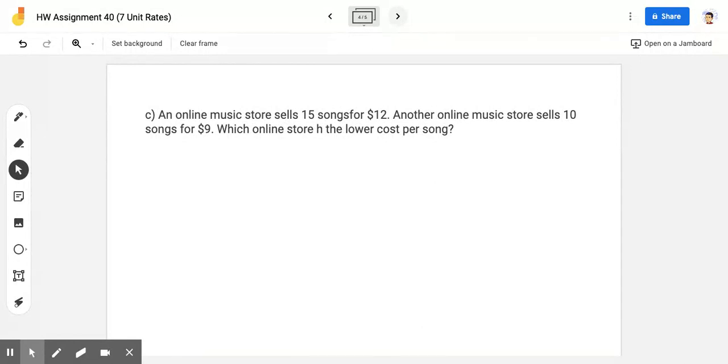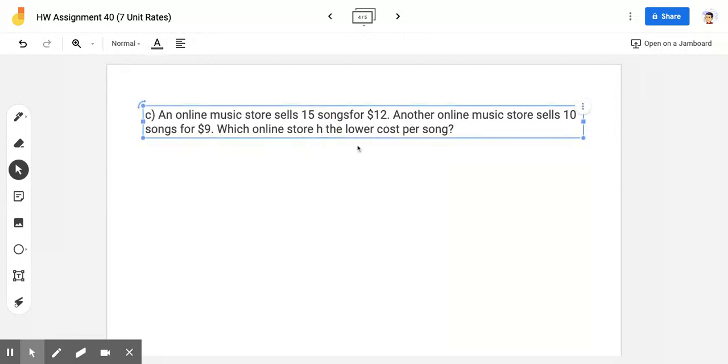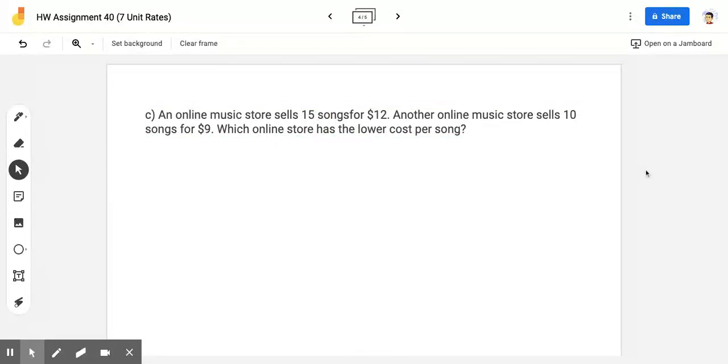Let's keep it going. C. An online music store sells 15 songs for $12. Another online store sells 10 songs for $9. Which online store has the lower cost per song? So right there, it's telling us what the ratio is supposed to be. So we're talking cost per song. All right, so I'm going to write that out. So cost per song.